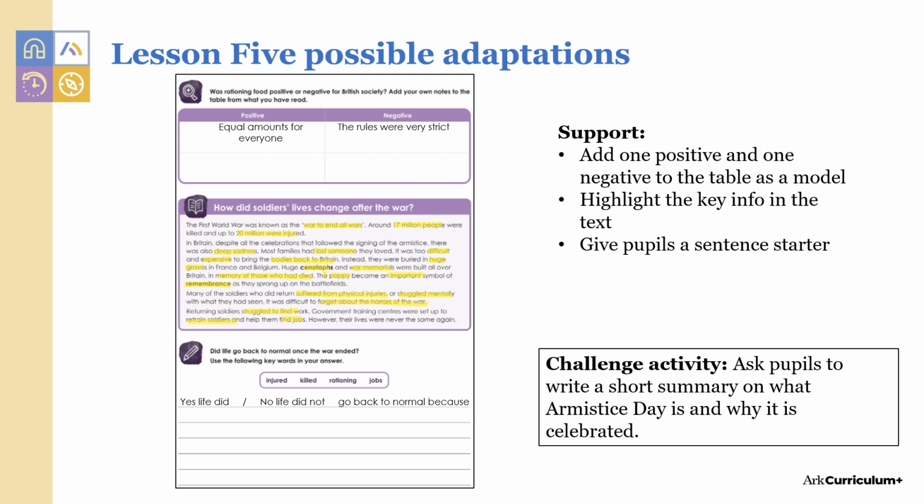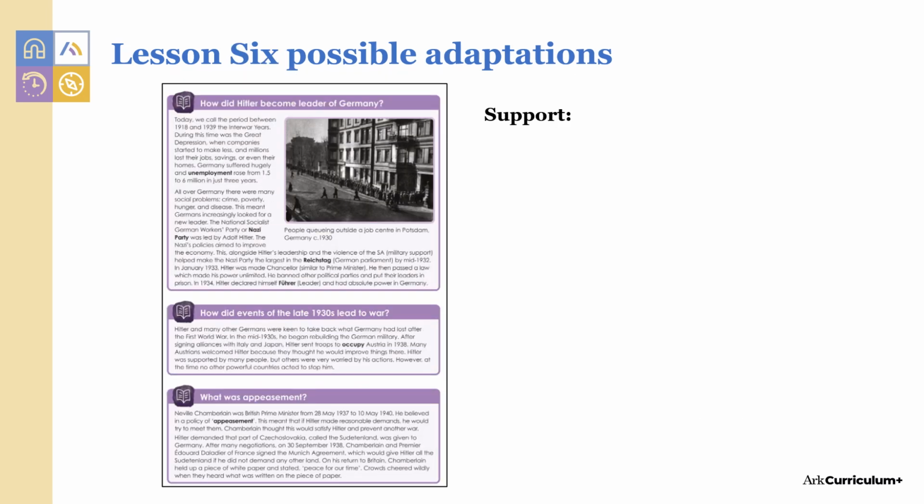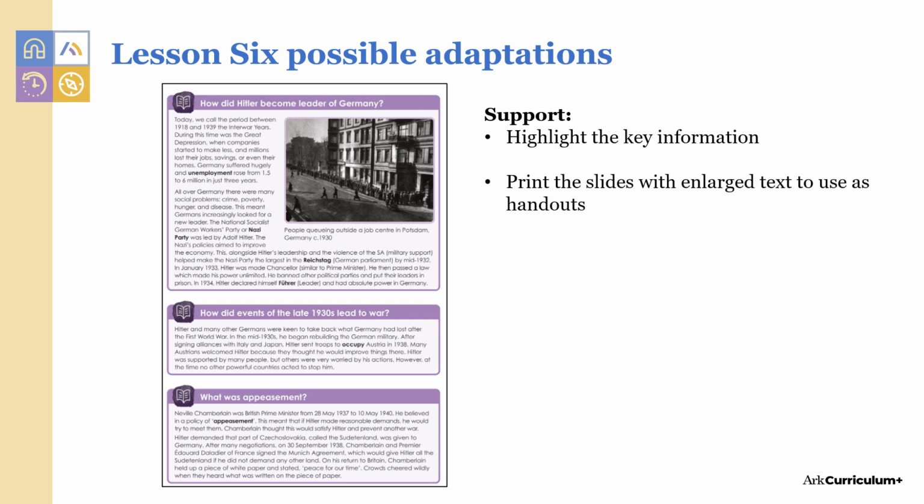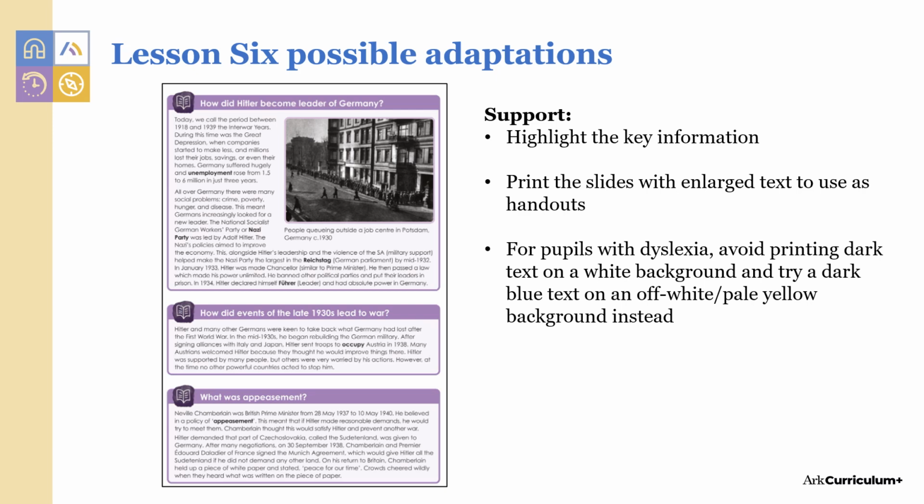Challenge pupils by asking them to write a short summary on what Armistice Day is and why it is celebrated. In Lesson 6, pupils have a full page of reading. Support pupils by highlighting the key information in the text or by printing off the corresponding slides with enlarged text to use as handouts. For pupils with dyslexia, you could avoid printing dark text on white background and try a dark blue text on an off-white pale yellow background instead.